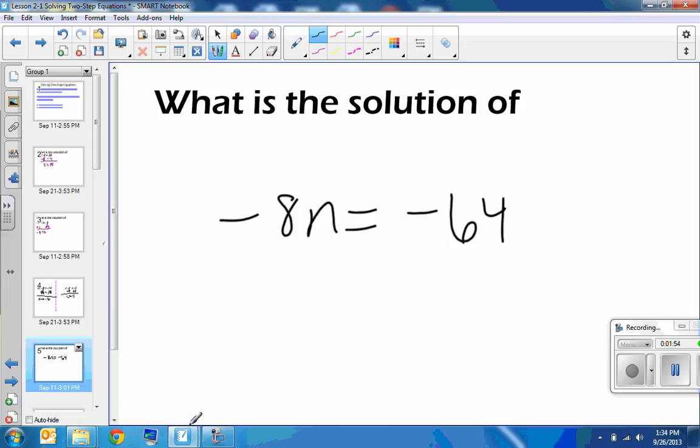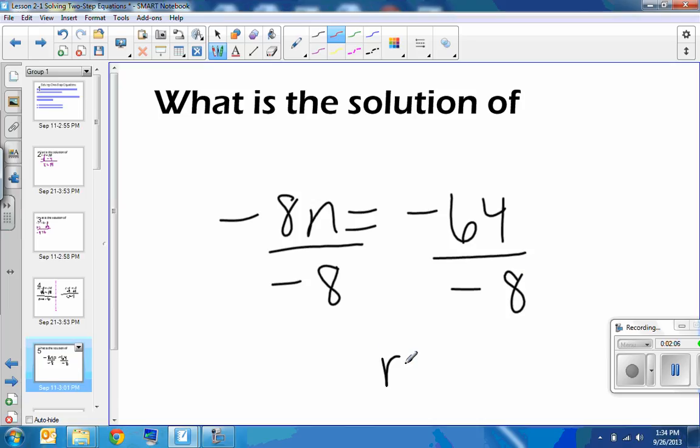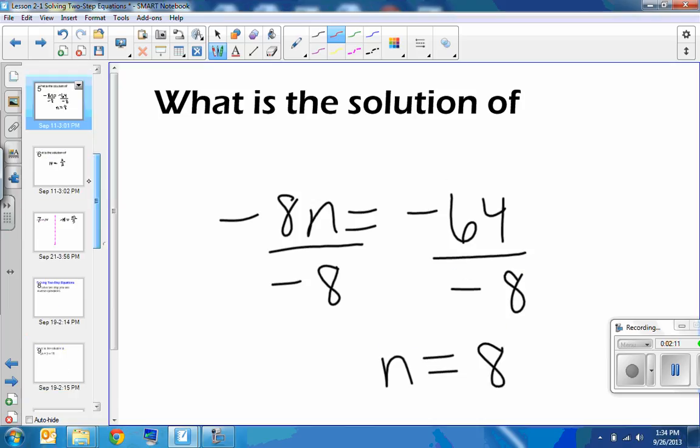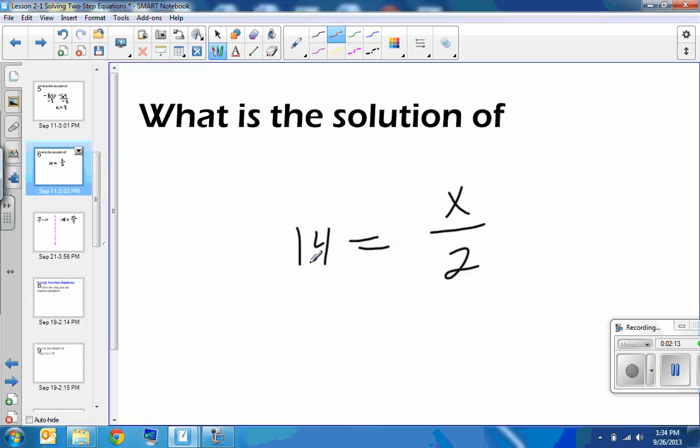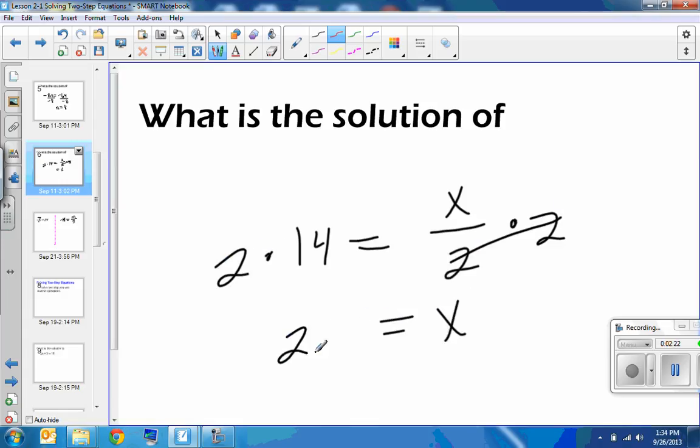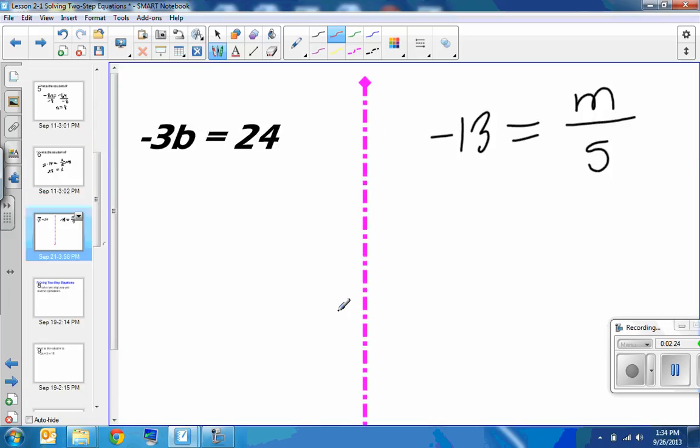So when we're multiplying, we want to divide. So the opposite of multiplying, again, is dividing. So I divide both sides by negative 8. And n equals a positive 8, because two negatives give me a positive. For this one, we have 14 equals x divided by 2. Opposite of dividing is multiplying. So I'm going to multiply both sides by 2, and x equals 28. Go ahead and try these two on your own.